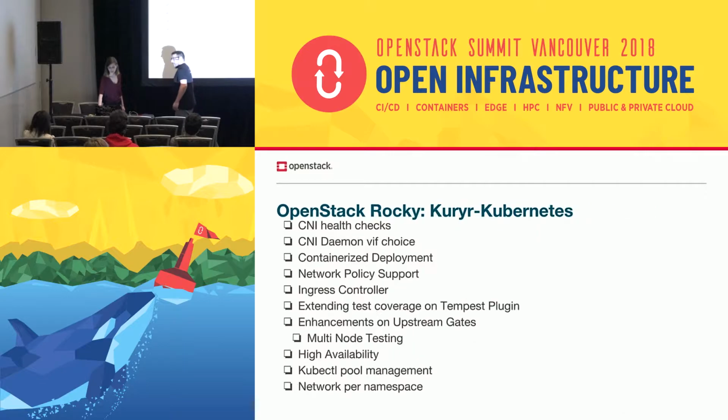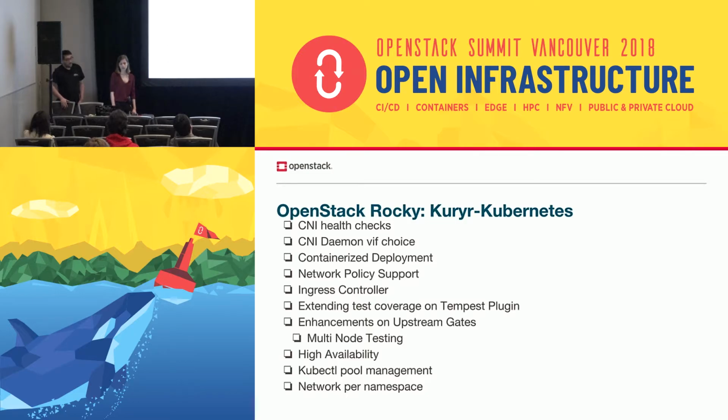And now Maisa is going to go ahead and explain what we plan to tip and rock. OK, so for the Rocky cycle, we aim to add health checks for the CNI, and also to add the VIF choice, so the multi-VIF for the CNI daemon.